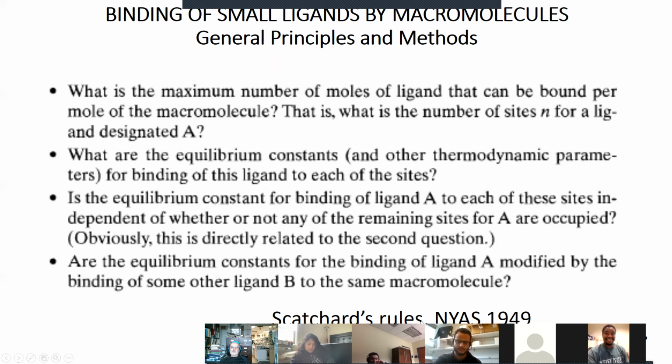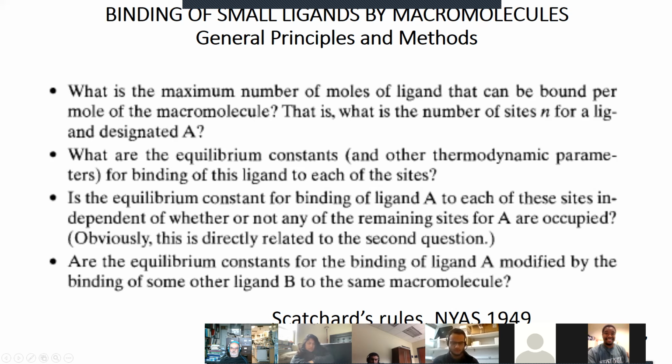rules. This is something that was proposed in 1949 by a guy by the name of Scatchard. And when he proposed it this way: how many, how tight, where, and why. Okay, so how many binding sites are there? So what Ken did is he turned that into a sentence: maximum number of moles of ligand that can be bound per mole of macromolecule. What are the numbers of sites for a ligand designated A? How many ligand binding sites are there?